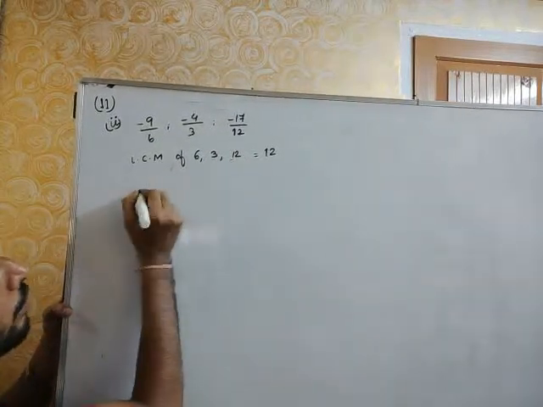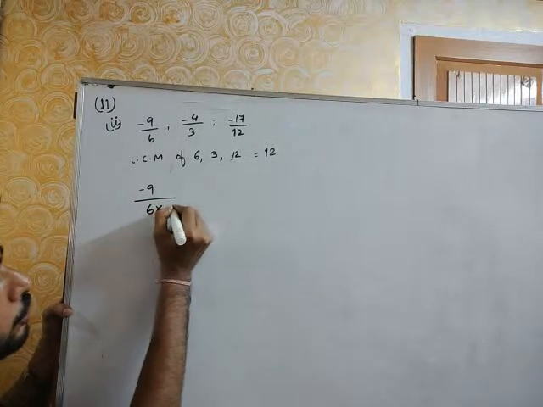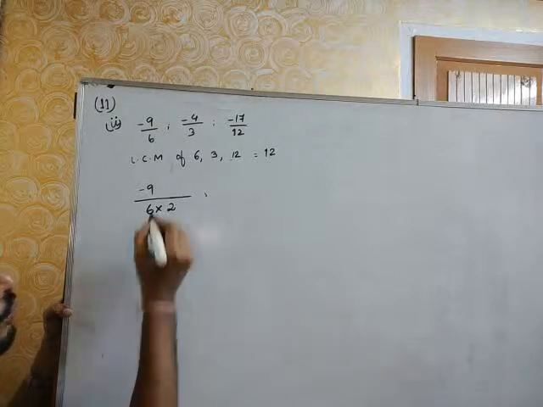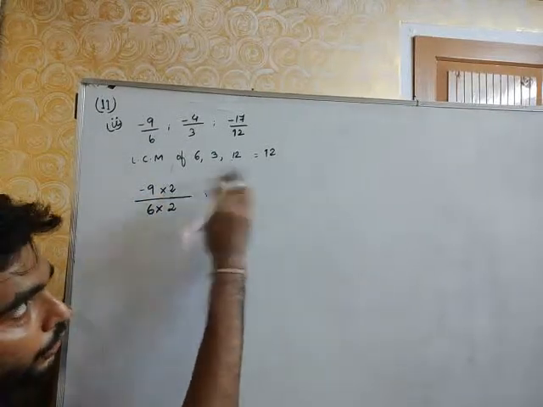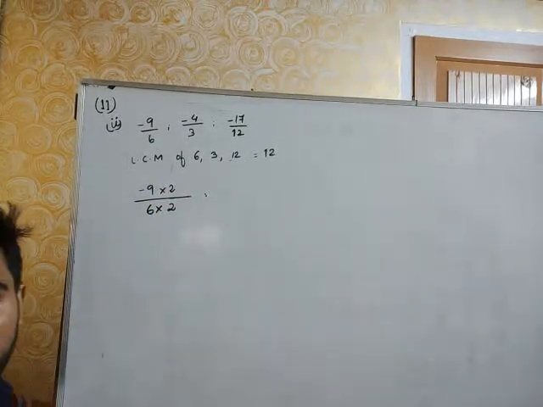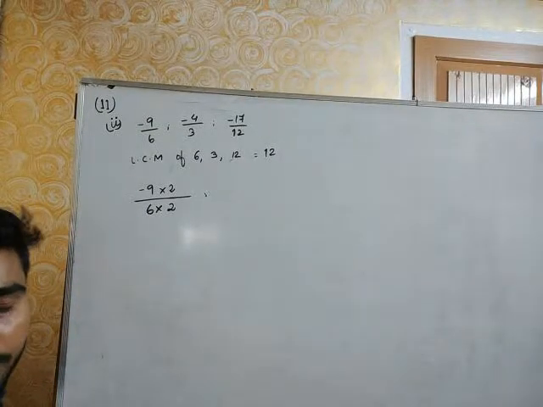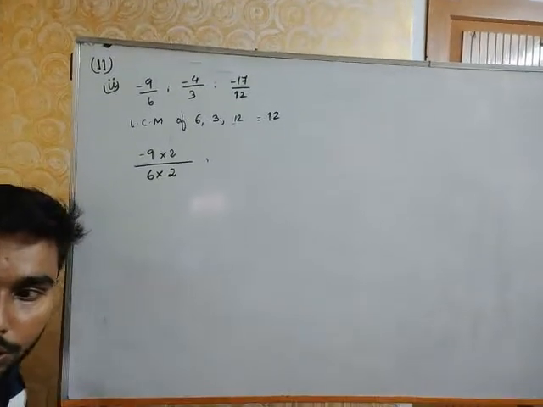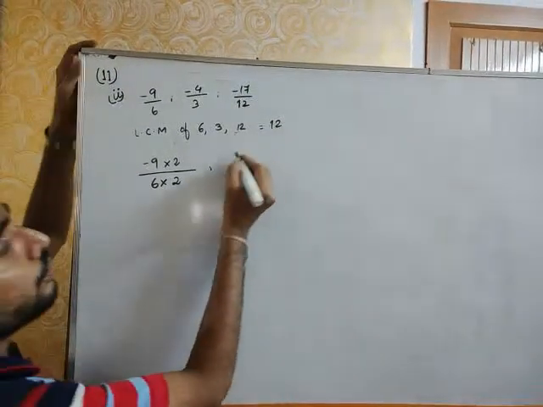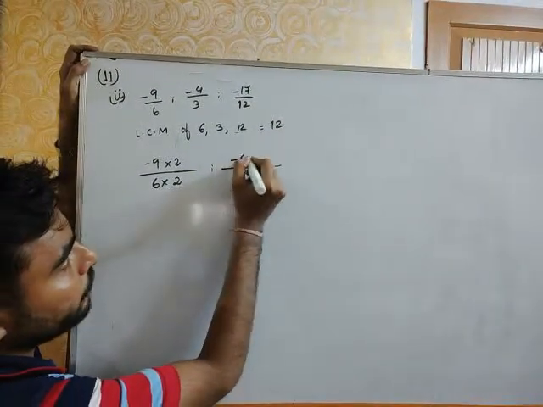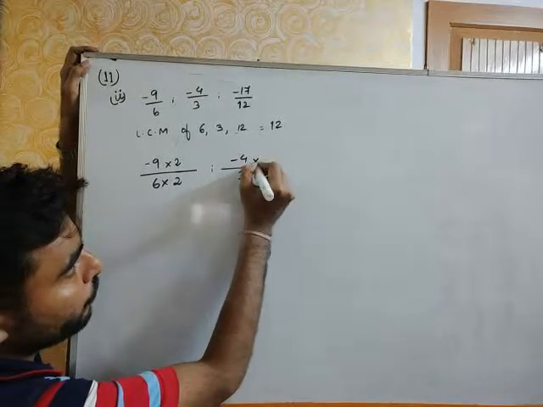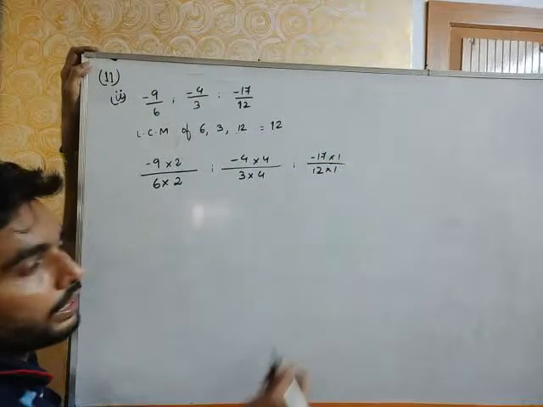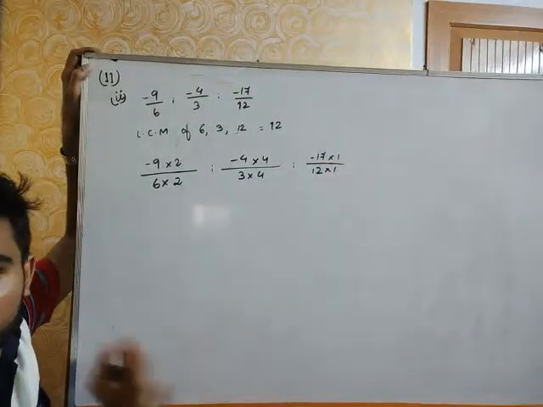So the LCM is 12. Now all the denominators should be converted into 12. So minus 9 by 6, multiply by 2 into 2. Did you get the trick? You don't have to calculate by finding the factorization directly. When the number is small, you can calculate orally, as I have taught you. Next is minus 4 by 3. 3 into 4 is 12, so minus 4 into 4. Minus 17 by 12, what do you multiply with 12? With 1. You can do it, but it is no problem if you don't.